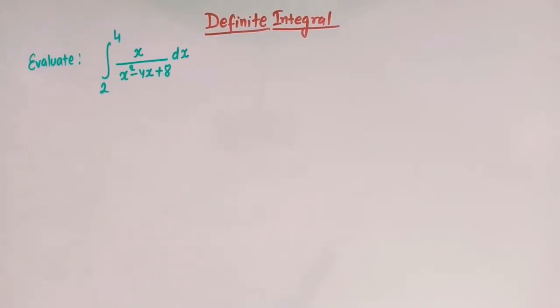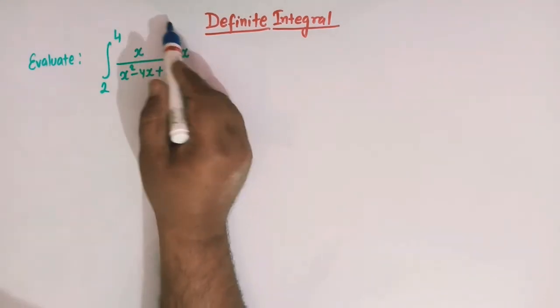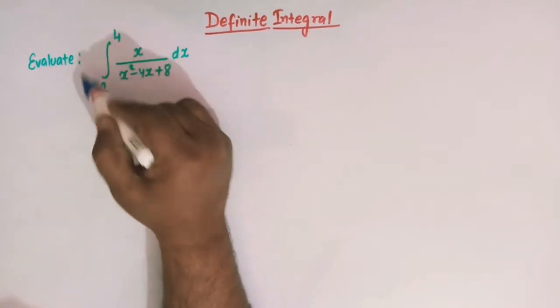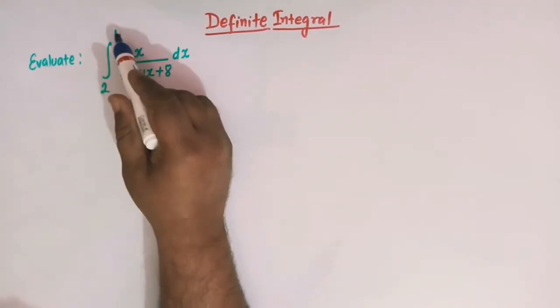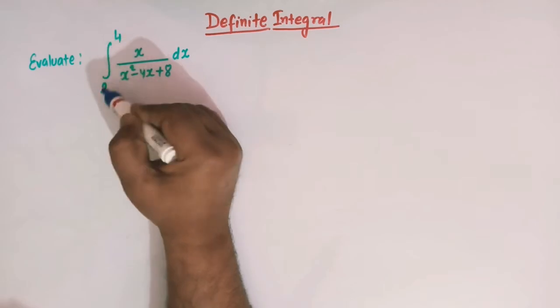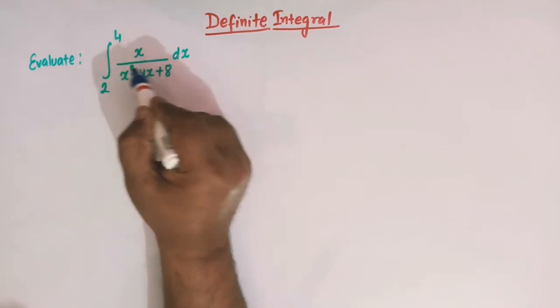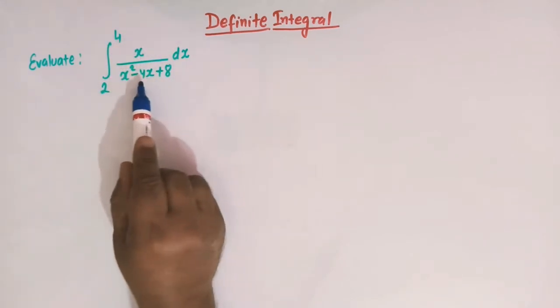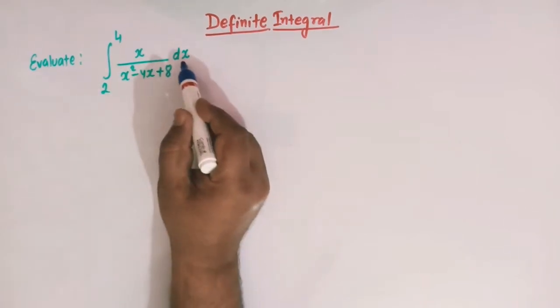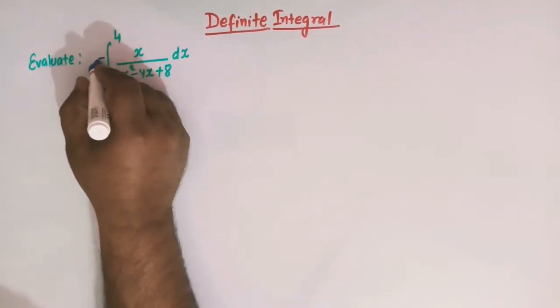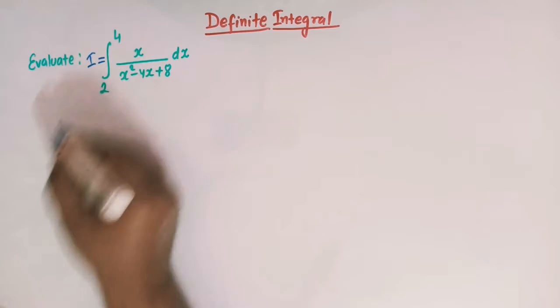Hello viewers, in today's class we are going to discuss yet another important definite integral. So here we have to evaluate this definite integral, and here we see that the limits of integration are from 2 to 4, x over x square minus 4x plus 8 dx. So let us first call this integral as I.